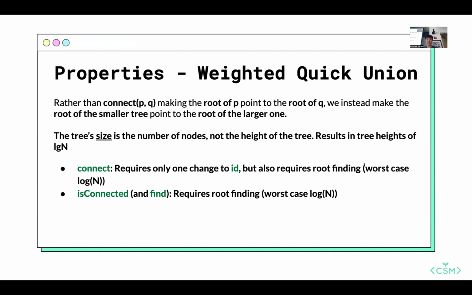And so this results in tree heights of logN, which improves our connect and is connected runtime to logN instead of n like it was in quick union. Any questions? What is the tree? Yeah, good question. I'll go over that in a second.